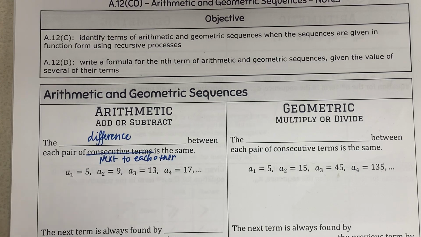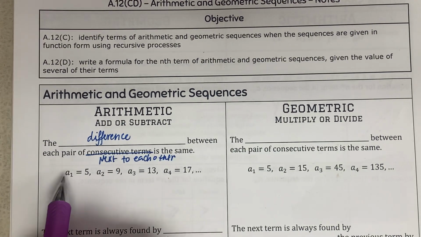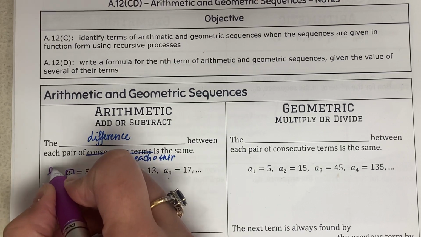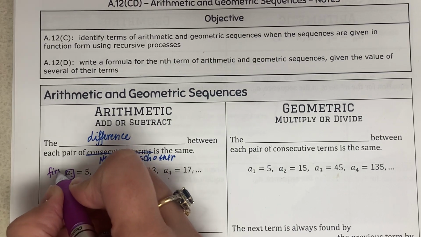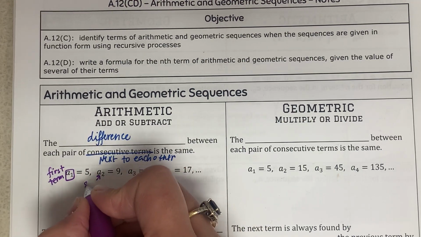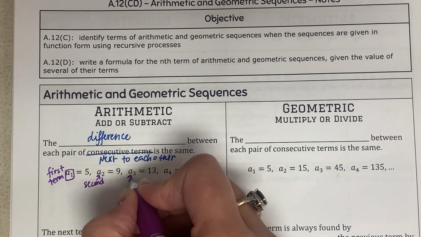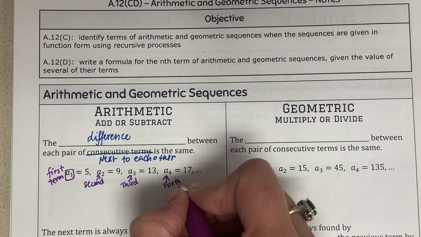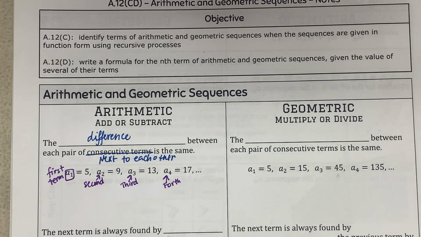The way I write my sequences, I like to write them in an organized manner so I can see the numbers completely. A1, that means this is your first term, because 1 means first. That means A2 would be the second term. This would be third. These are your positions. And this is fourth. So it's better to write them as a table because you are able to see the pattern in the table nicely. So I'm just going to rewrite it as a table.